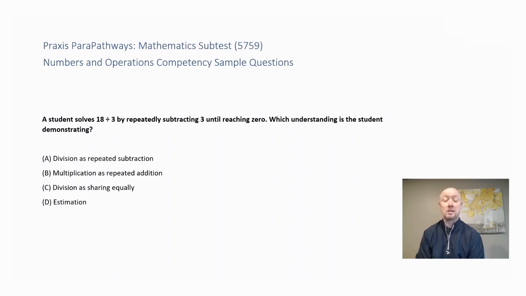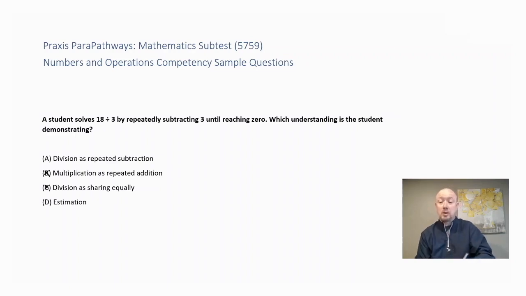All right, so let's eliminate some answers here. So I'm going to eliminate choice B, multiplication as repeated addition. They have the wrong operation here as this answer choice, so I'm going to eliminate that. Choice C, division as sharing equally. That would be when we are partitioning a whole, and we're not really doing that in this case because we're doing an operation of subtracting 3. So I'm going to eliminate C.